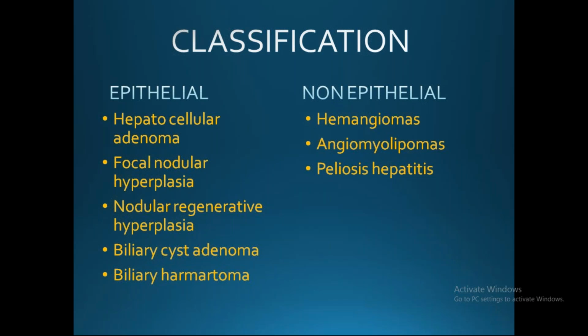But when there are hemangiomas which are very large, involving some extensive arterial or venous plexus, you should go for a resection or ablation of the hemangioma. So in non-epithelial ones, the common one is the hemangiomas, and then there are angiomyolipomas and peliosis hepatis. And angiomyolipomas are something from the arterial walls.